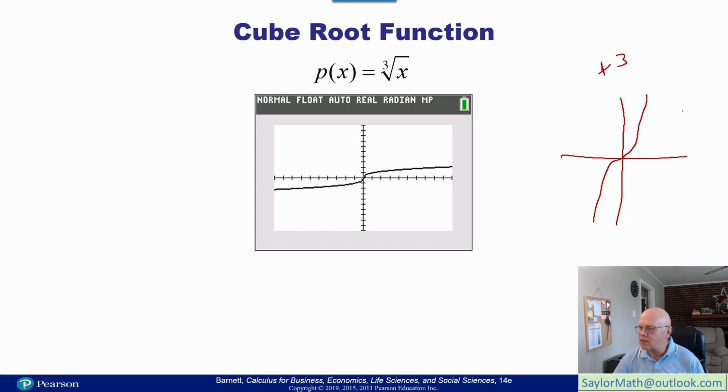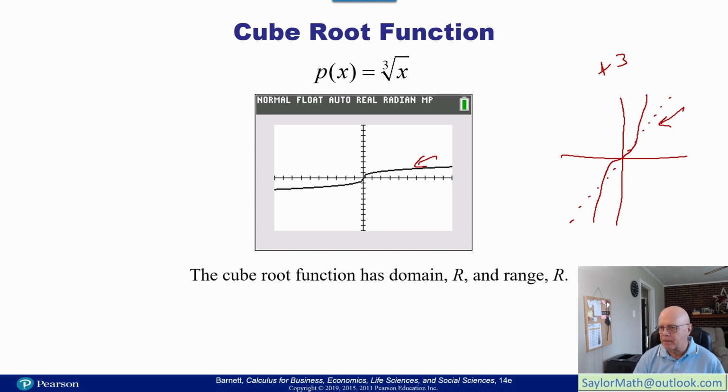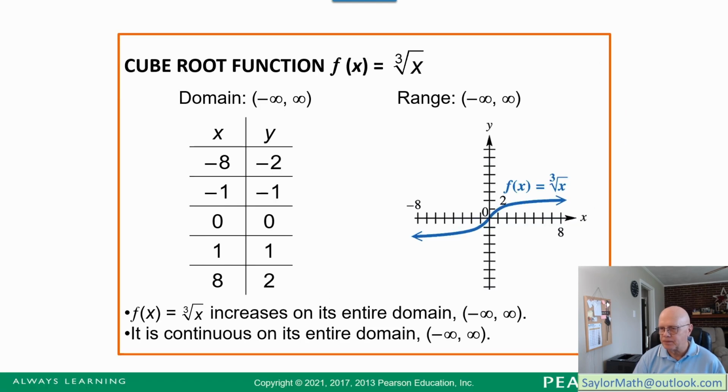So if you took this one over here and took your identity function and flipped it on that line, you'd end up with this. That might be a bit much to take in. The important thing is the x's and the y's are reversed. Domain and range, just like with the cubing function, all the real numbers.